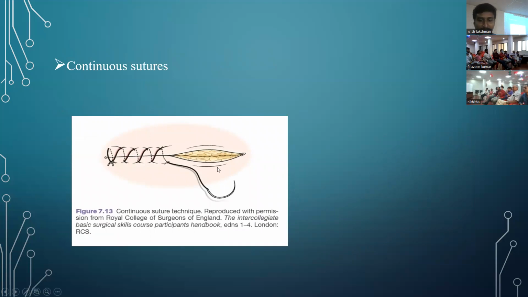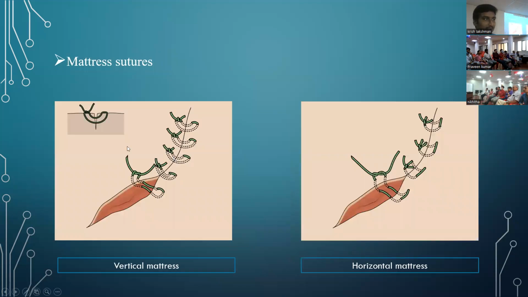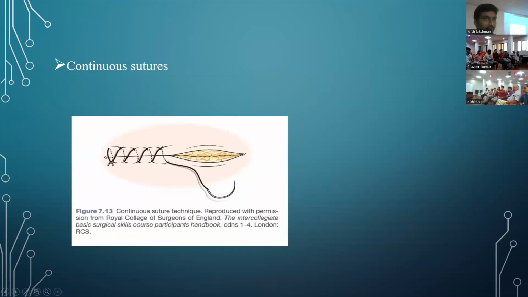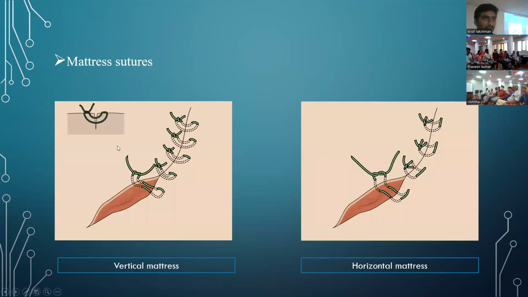Continuous stitches. Maybe run through this part. We've done all this in the basic skills course, no? You just go on naming them. You don't have to talk about the things. Mattress stitches, vertical mattress and horizontal mattress. Where do you use mattress?